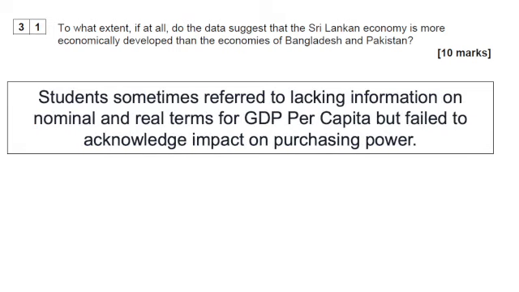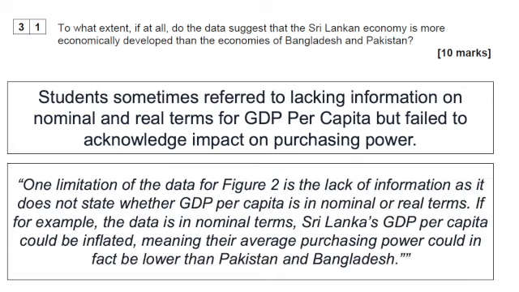Students sometimes refer to lacking information on nominal and real terms for GDP per capita, but fail to acknowledge the impact on purchasing power. So again, when you are offering a limitation, make sure that you fully explain that limitation. It's not like a tick box exercise where it's one line. You actually have to provide understanding as to why it's a limitation.